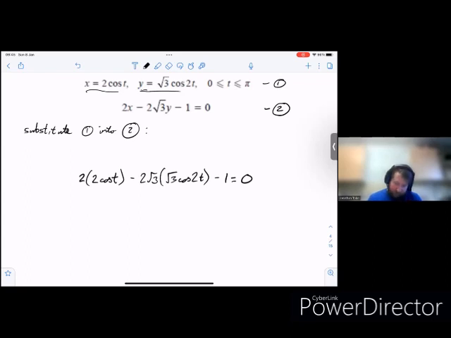Let's just simplify it a little bit. So we get 4 cos t minus 2 times √3 times √3, which is 6 cos 2t, minus 1 equals 0. This uses year 1 trig, so we should, oh no, it doesn't, sorry, the double angle formula is year 2. So you need to have some familiarity with the double angle formulae.